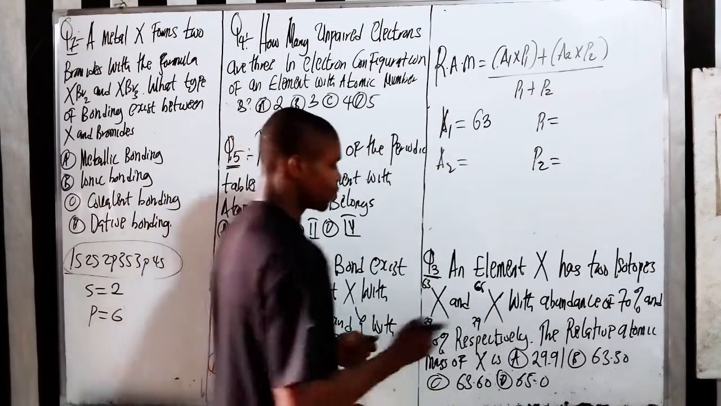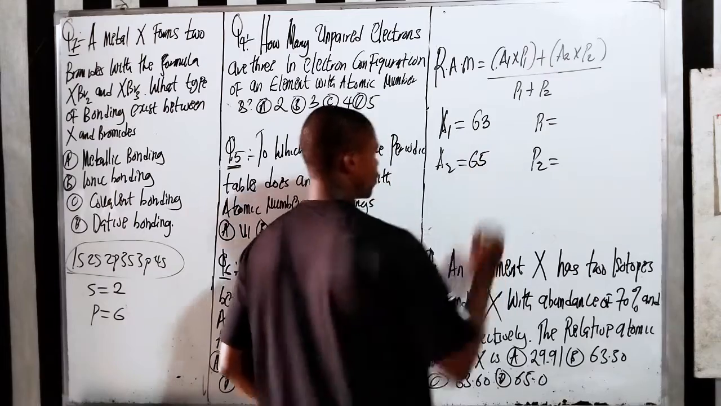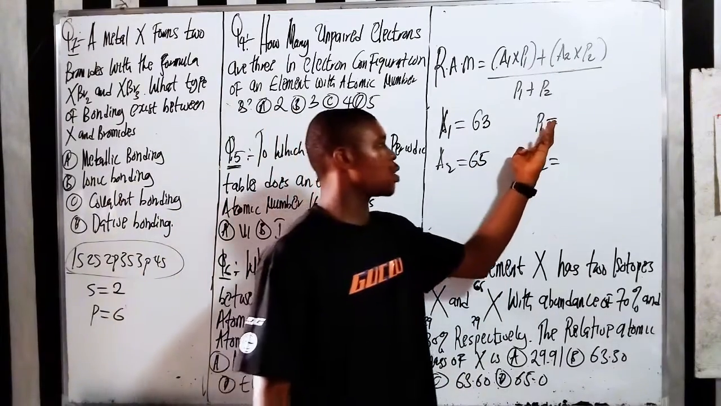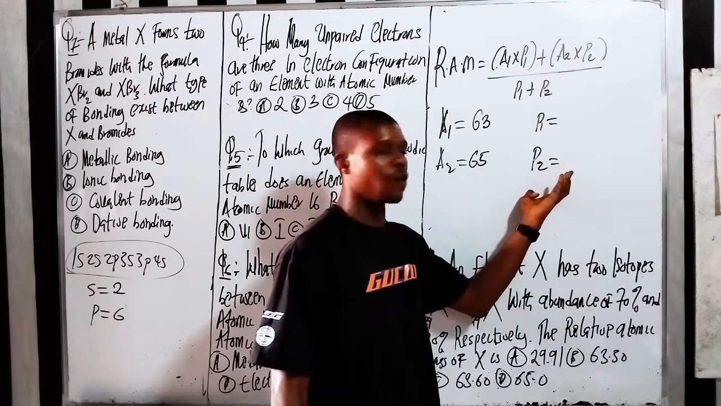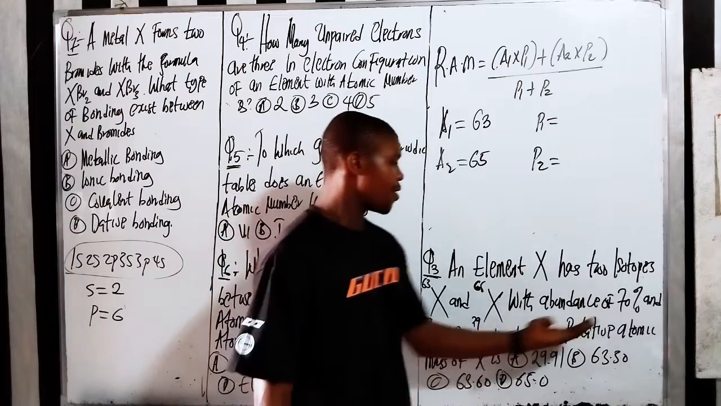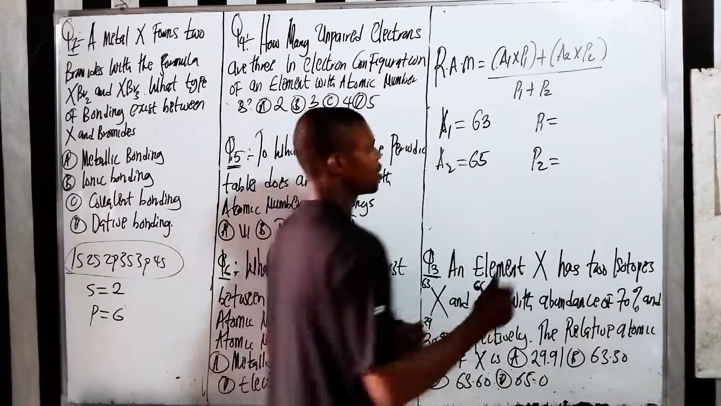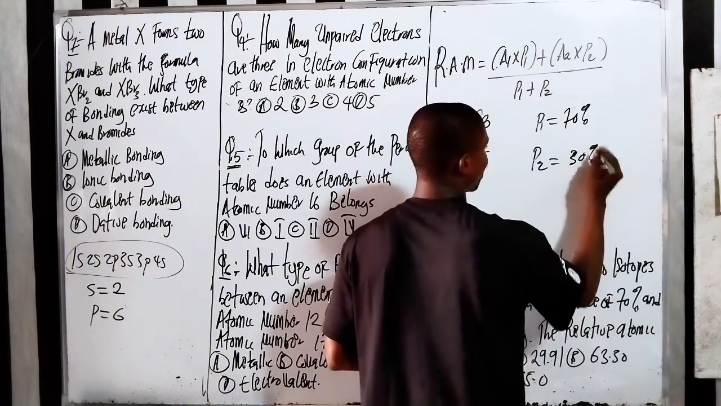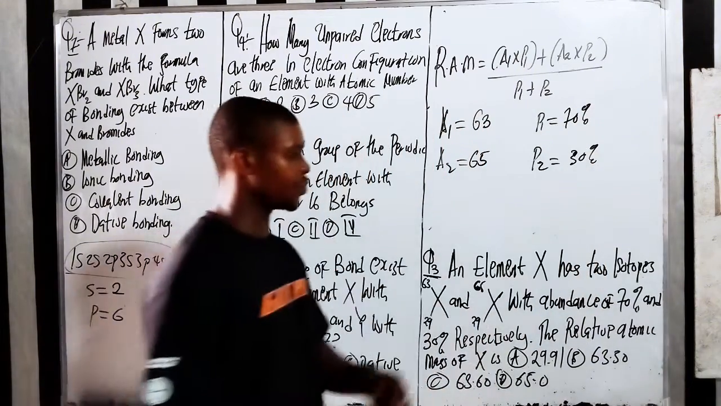So my A1 is 63, my A2 is 65. Now my P1 is the percentage abundance of the first isotope, and P2 is the percentage abundance of the second isotope. Here we have 70 and 30, meaning 70% and 30% for the first and second. When you sum them together, it is 100.